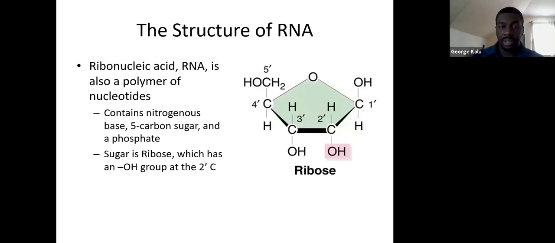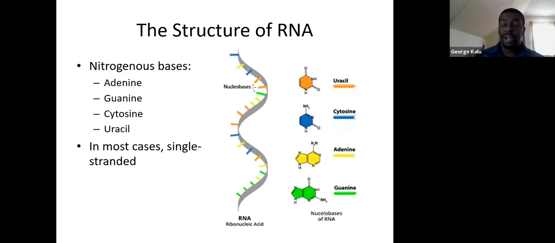And so now when we look at RNA, RNA is going to have 3 of the 4 same nitrogenous bases. We're going to have an adenine. Here we're going to have our guanine. We're going to have our cytosine. And then we're going to have our uracil.